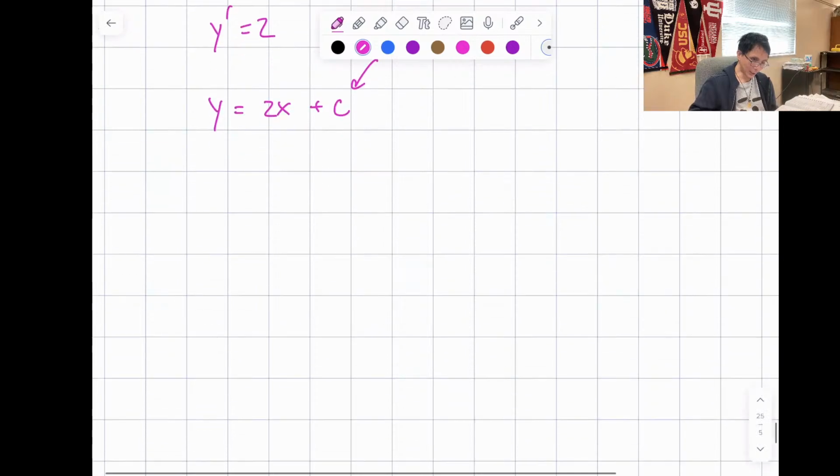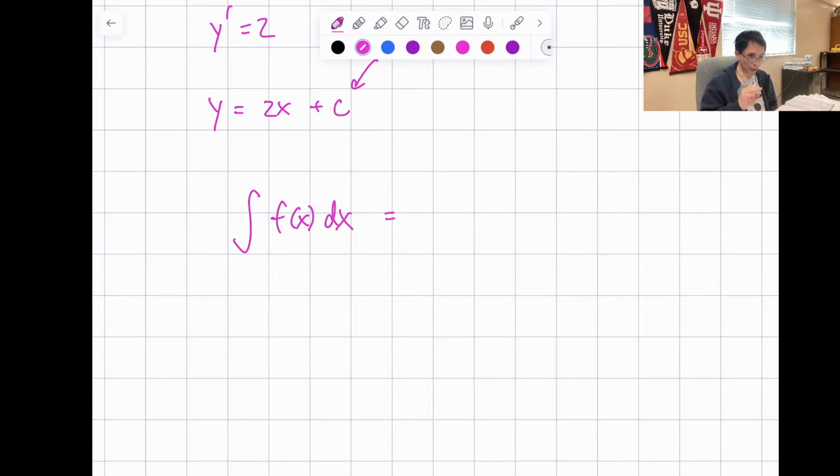Now, in the other class I mentioned this, but there was different notation. If you have the integral of f of x dx, so if you integrate f of x, notation wise, you can say that's a capital F of x plus c. So they all mean the same thing. It just goes up one layer, and then the next notation is going to be capitalized.